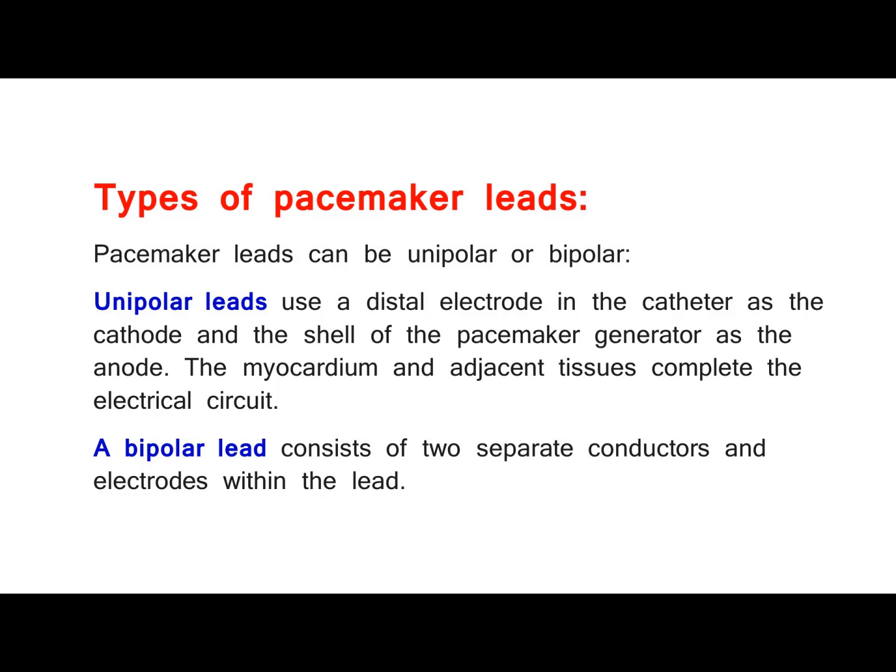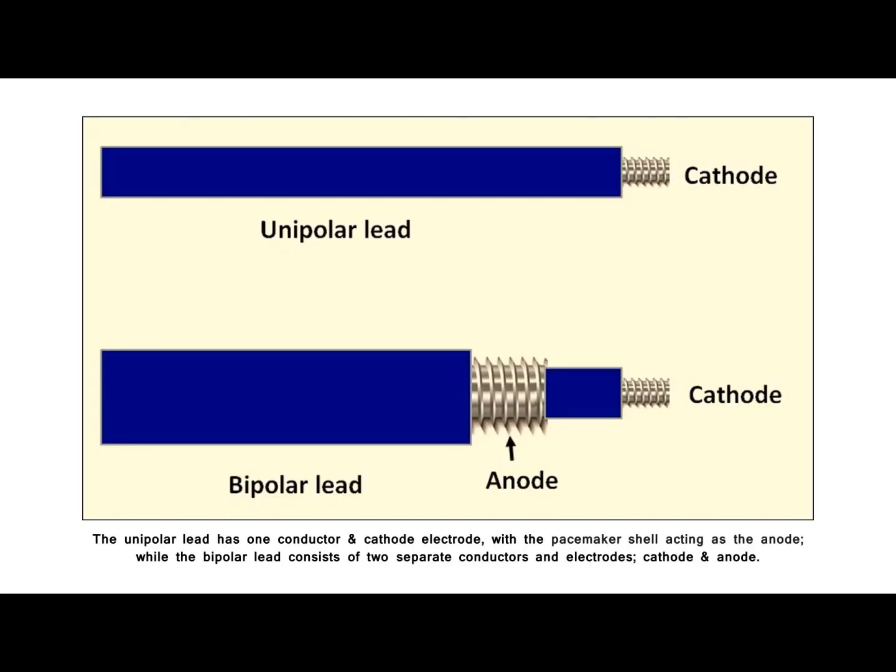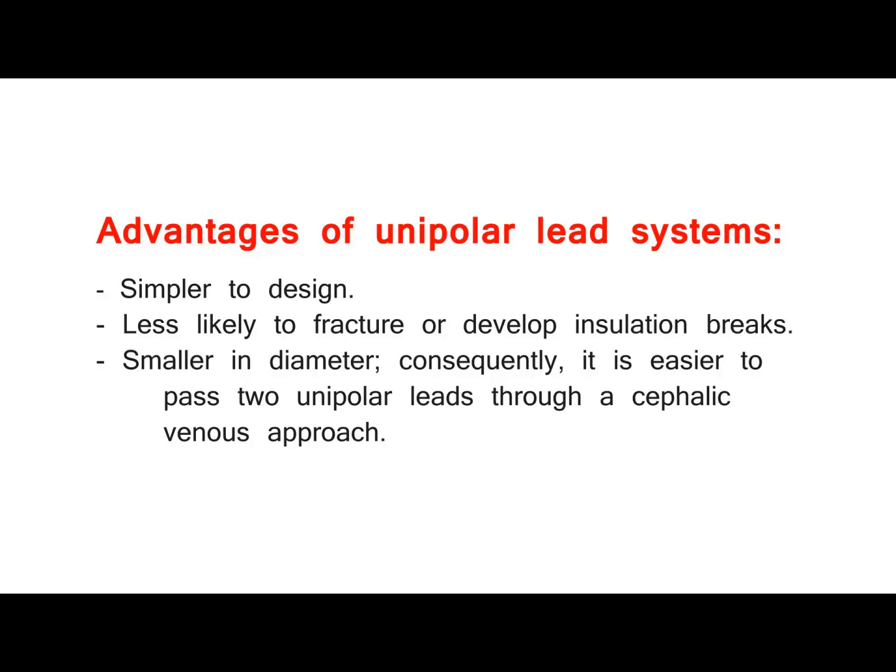A bipolar lead consists of 2 separate conductors and electrodes within the lead. The unipolar lead has 1 conductor and cathode electrode, with the pacemaker shell acting as the anode, while the bipolar lead consists of 2 separate conductors and electrodes, cathode and anode. Advantages of unipolar lead systems. Simpler to design. Less likely to fracture or develop insulation breaks. Smaller in diameter, consequently, it is easier to pass 2 unipolar leads through a cephalic venous approach.